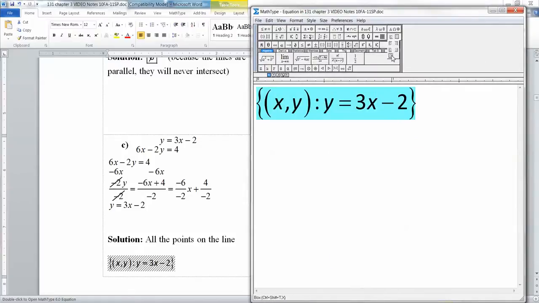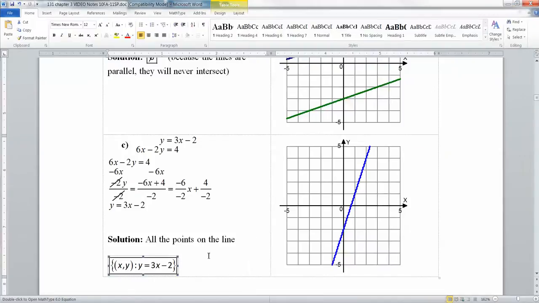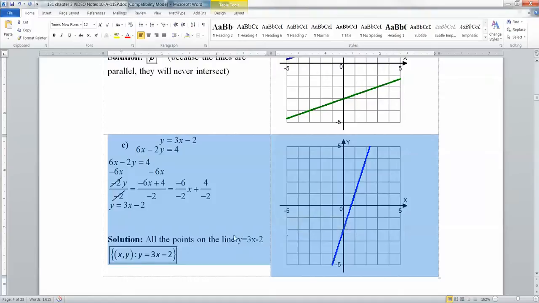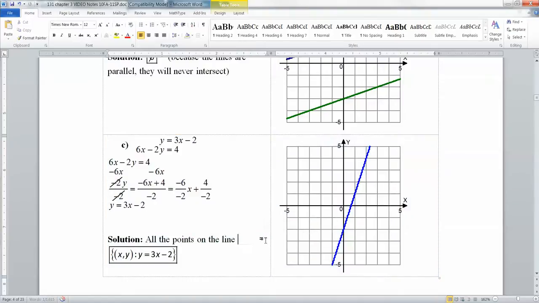So you can see it, all the points on the line. Actually, I should say, be very clear: on the line y equals 3x minus 2. That's the actual answer. Right? All the points that are on that line.